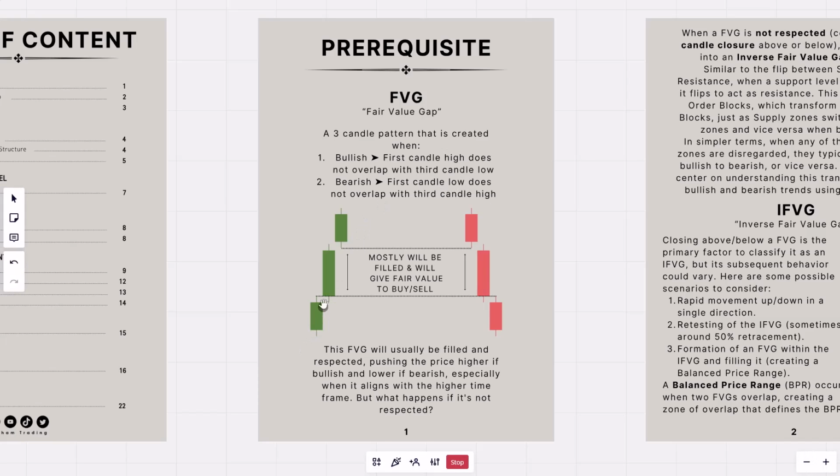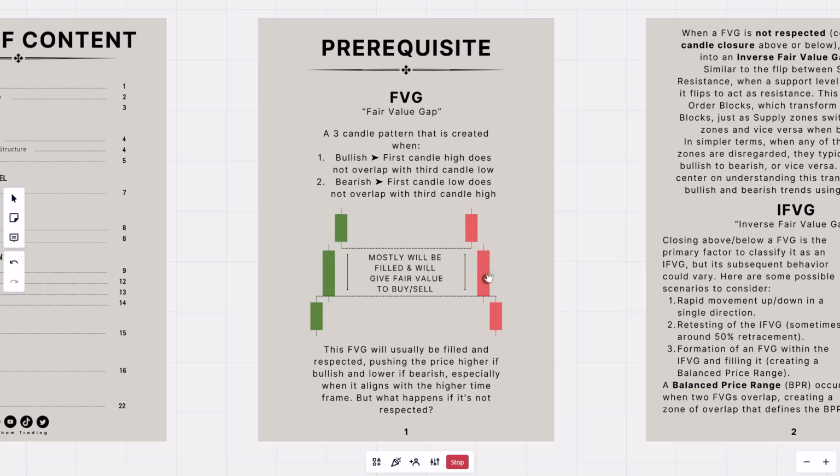But simply, this is a bullish fair value gap. This is a bearish fair value gap. And most of the time, this would be filled and it actually gives you a better price, or a fair value, to either buy or sell. So in this bullish example, price goes up, then it comes lower to give you a better price to buy. So it comes to this fair value gap and it gives you a fair value to buy. In the same scenario, in a bearish one, the market will give you a better price to sell from this fair value gap here.